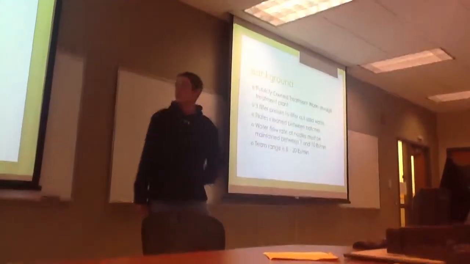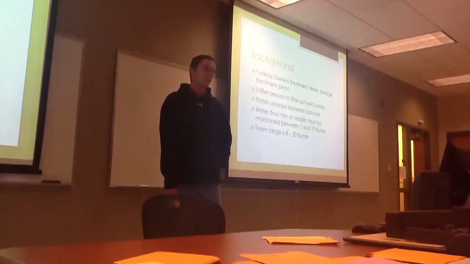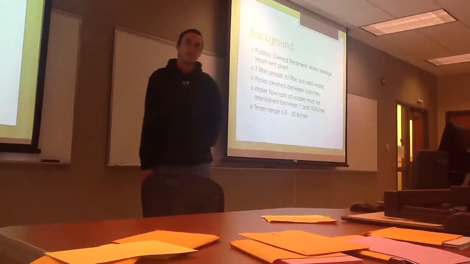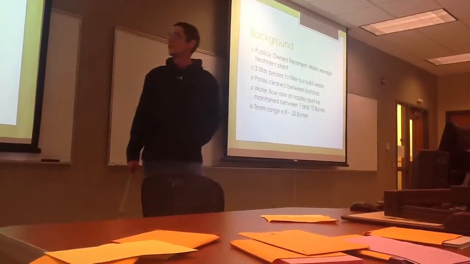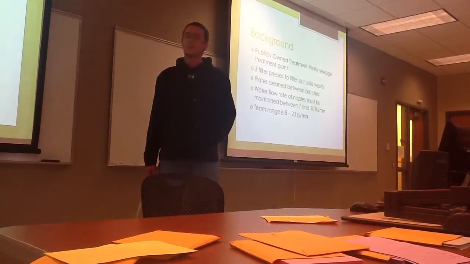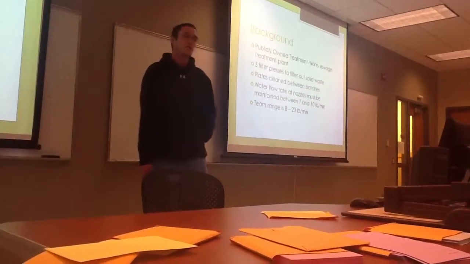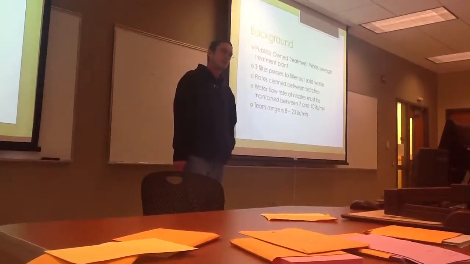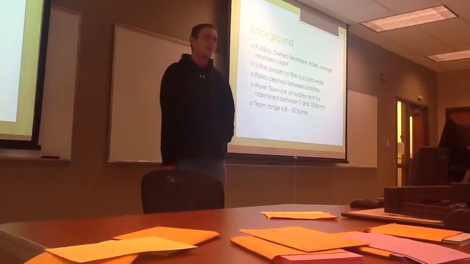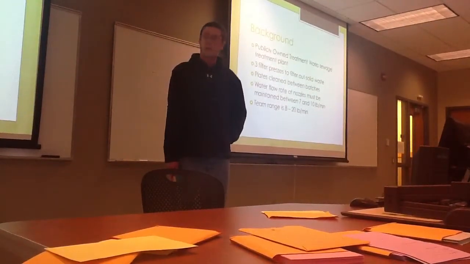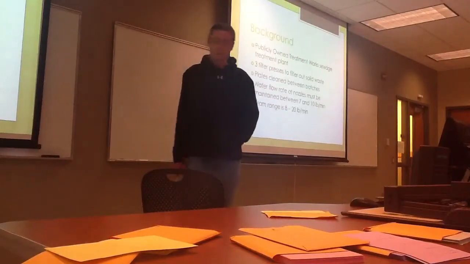Background: we are on the flow system, a publicly owned treatment works sewage treatment plant. They have 3 filter presses to filter out the solid wastes. The plates are cleaned after every batch, and they have instructed us that it needs to run at about 7 to 10 pounds per minute, but our team range is actually 8 to 20 pounds per minute.